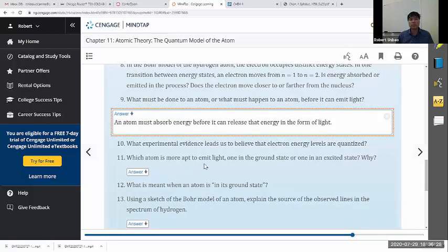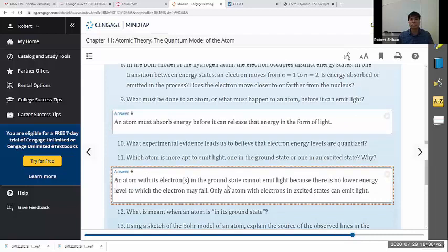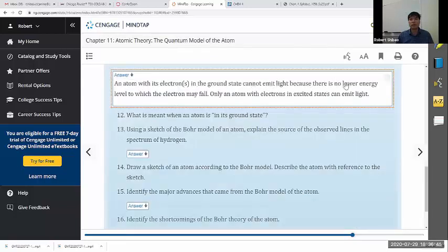Which atom is more apt to emit light, one in the ground state or one in the excited state? The ground state is already stable. The ground state is defined as the most stable state, so it doesn't want to emit any energy. It's already at the lowest. In an excited state, it's going to emit the energy. In the ground state, it cannot emit light. There's no place for it to go. Excited states can.